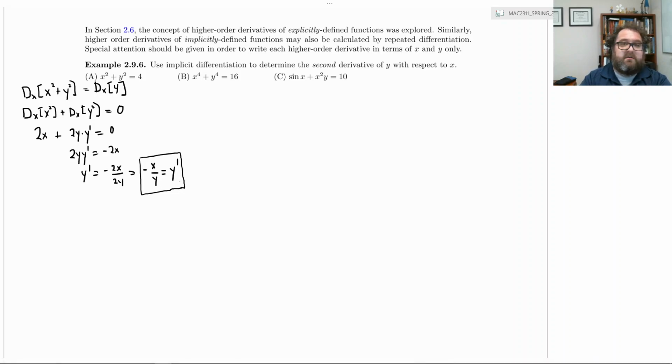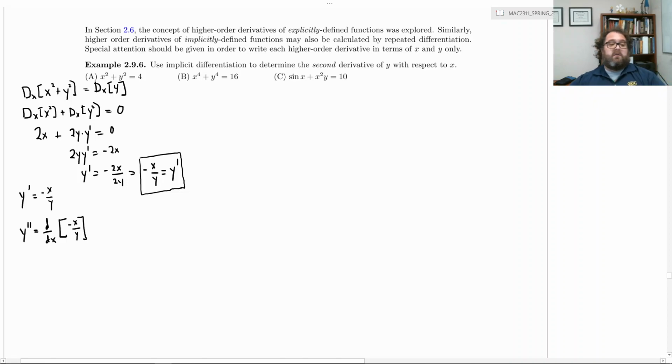Okay, but we want to find the second implicit derivative. So we repeat the differentiation process. Our starting point now is going to be y prime equals negative x over y. If you want to take the second derivative, you take the derivative of the derivative. So y double prime is going to be the derivative with respect to x of our first derivative, negative x over y. Now, of course, this is a quotient, so we should apply the quotient rule.